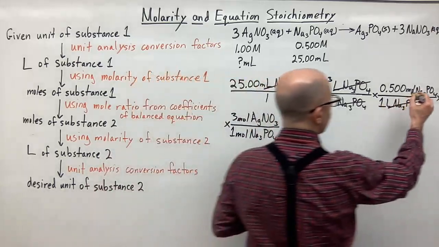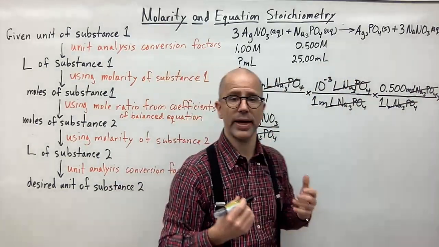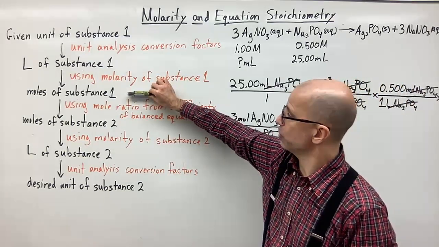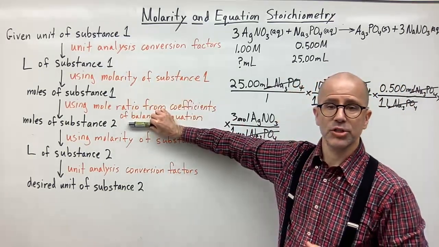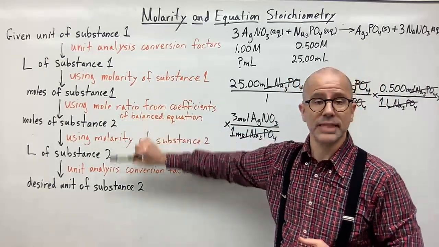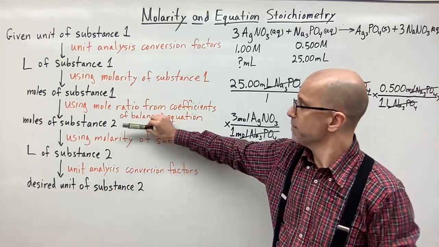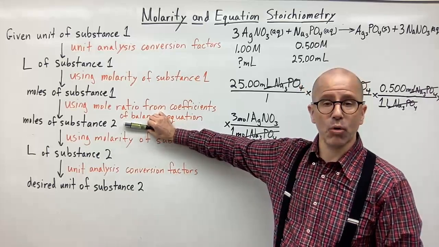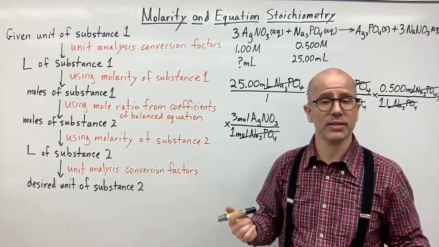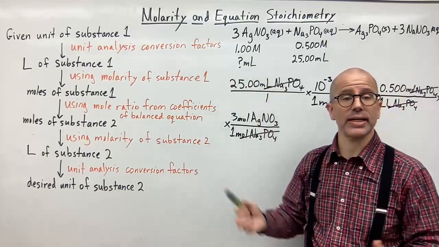And so the moles of the sodium phosphate cancel out. And now I have moles of my substance number 2, which is silver nitrate. So now I've gone from moles of substance 1 to moles of substance 2. Okay, so now I'm ready to go down to whatever desired unit I have. So now I'm into the large step 3. I am going to convert moles of substance 2 to whatever the desired unit is. Let's say the desired unit is milliliters, right? So here they're asking for milliliters, so I need to get to milliliters.